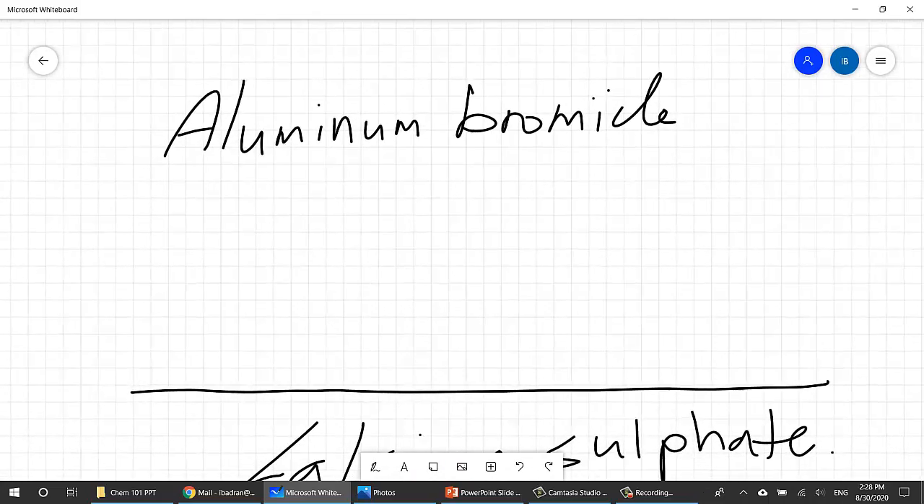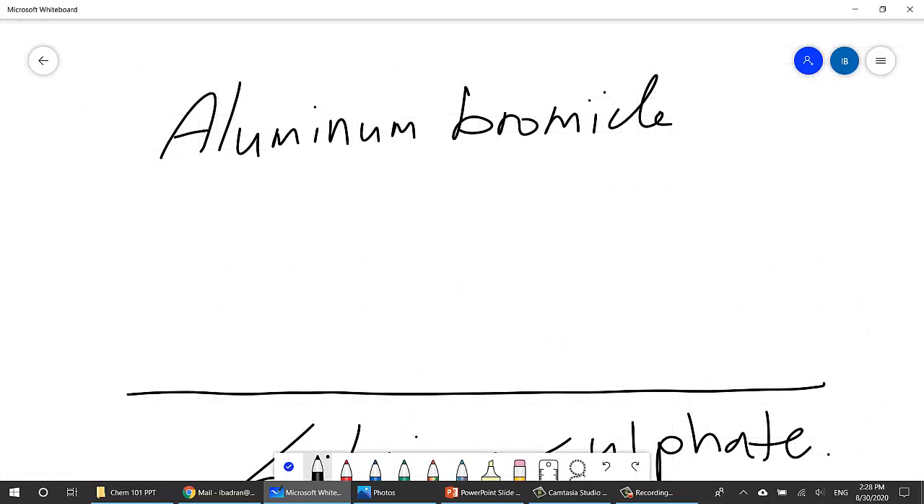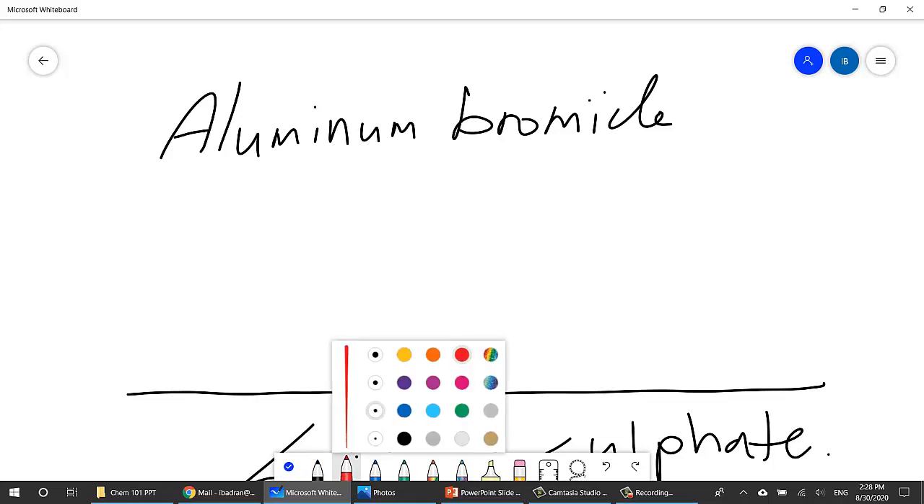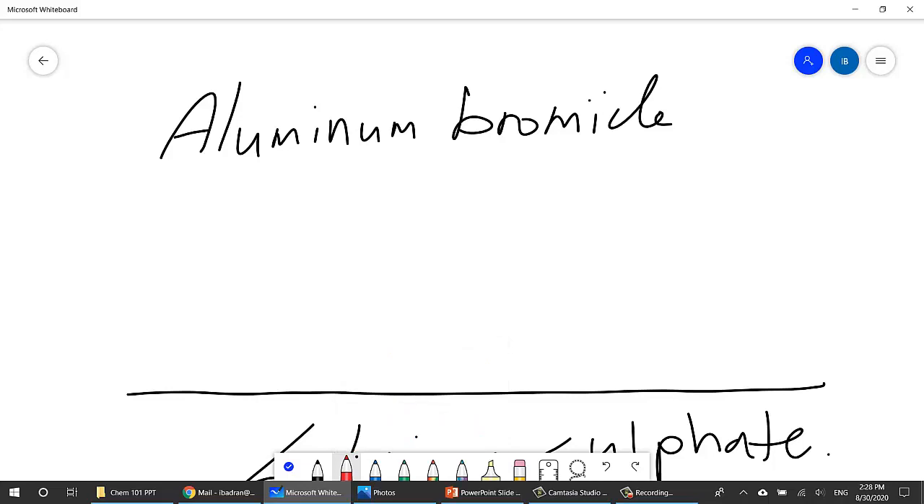Let's apply this rule to write the formula for aluminum bromide. So there are two types of questions here. Either I give you the name of the compound and you give the formula, or the other way around. Here I'm saying aluminum bromide, so you need to figure out the formula of aluminum bromide. I know aluminum is Al, and it's in group 3, so it always makes 3+.